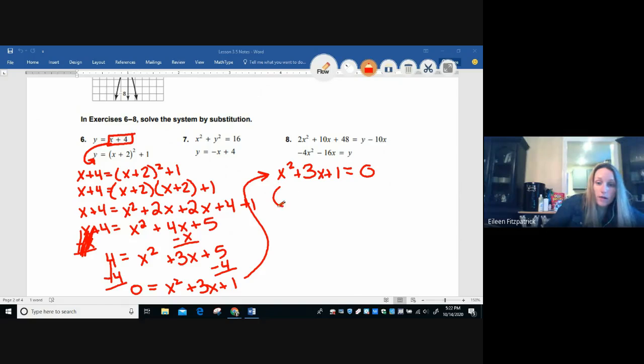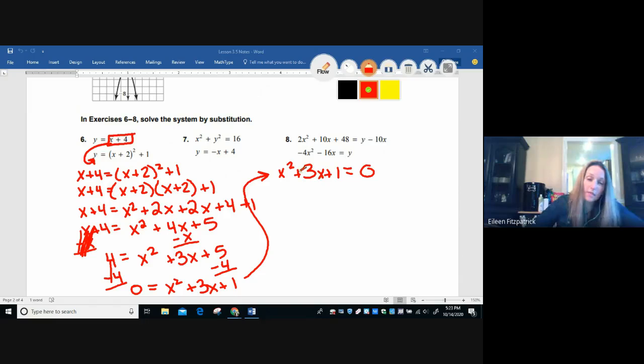So typically at this point, I'd say, okay, let's try to guess and check, reverse FOIL. All right, x times x is x squared. What 2 numbers multiply to 1 and add to 3? There are none. This problem can't be solved by factoring. So if it can't be solved by factoring, you either have to complete the square or use the quadratic formula. And it's really up to you. I typically use quadratic formula before complete the square.